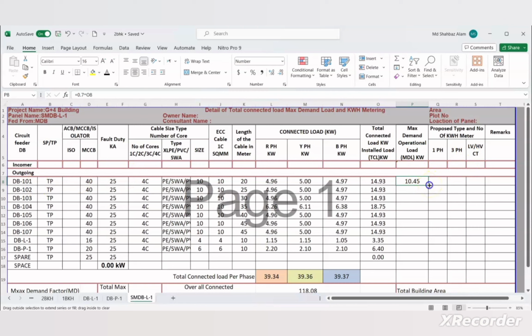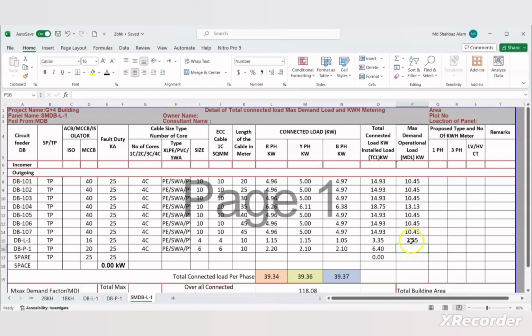Okay. And I will drag this formula to all flat DB, because for all flat DB I took 70% as a demand factor. Okay, 0.7 as a demand factor. For the common area light DB, I told you we will take the demand factor as 0.85. You can take it 90% also, as there is no straightforward formula, and we will calculate it with respect to total connected load. So it came as 2.85 kilowatt.